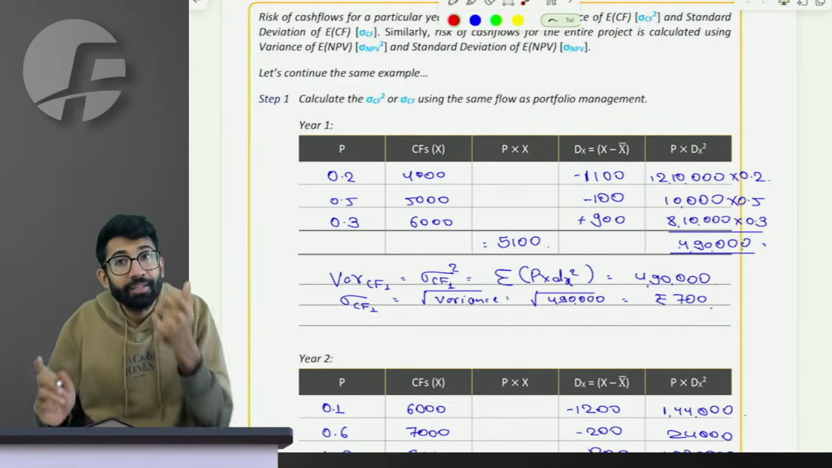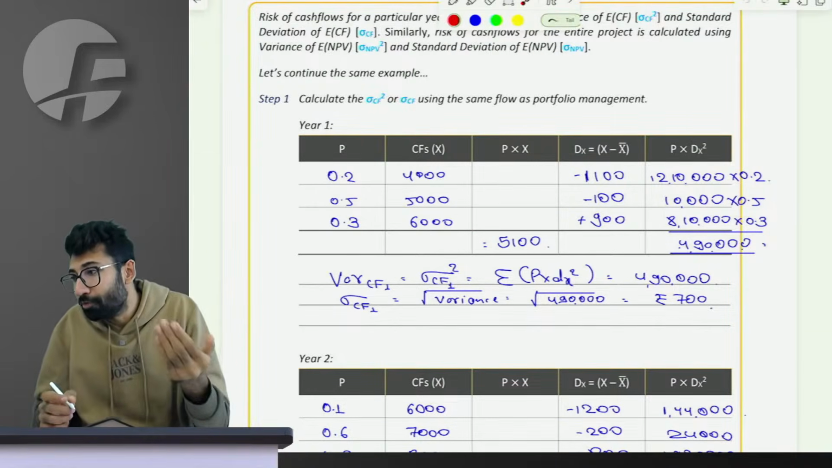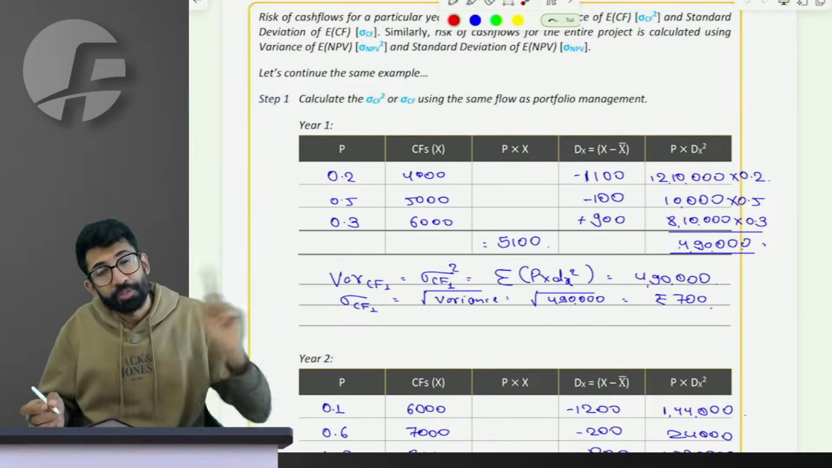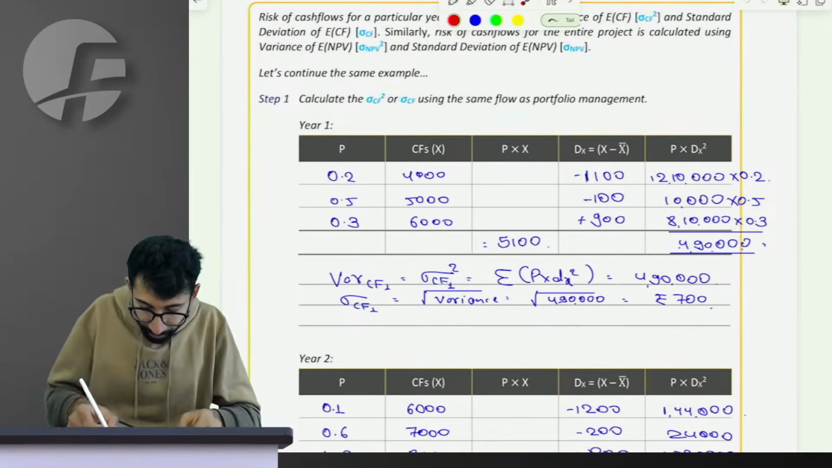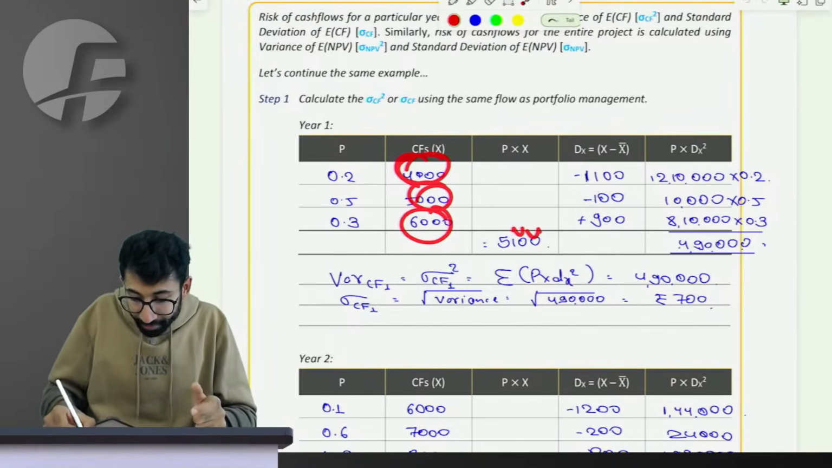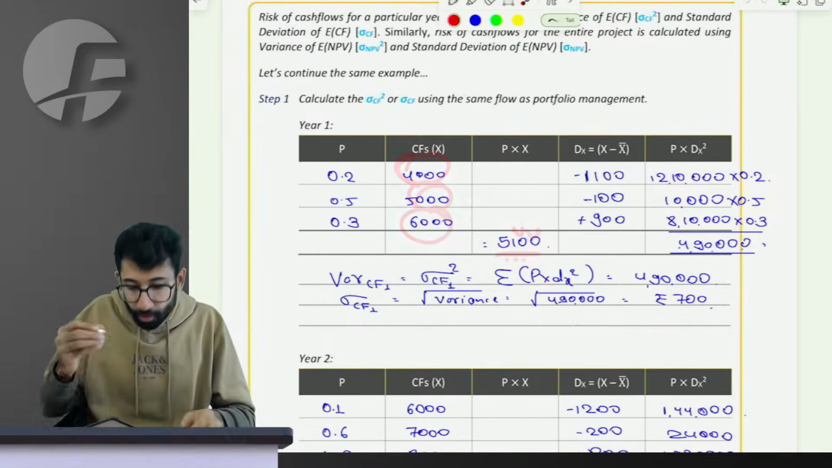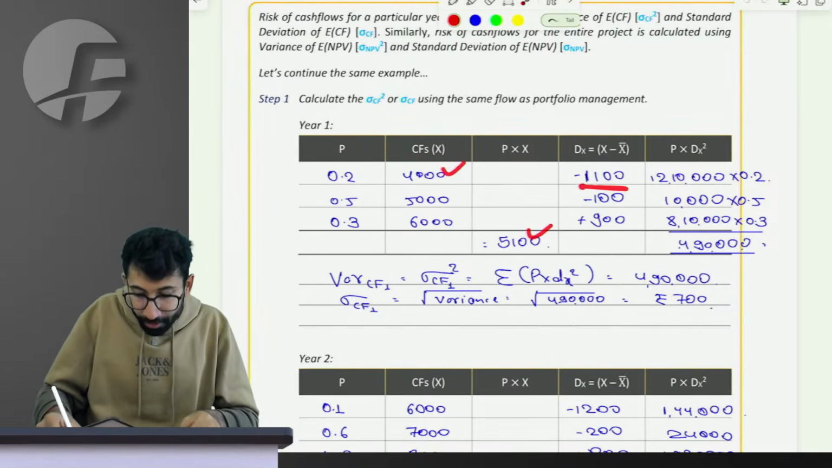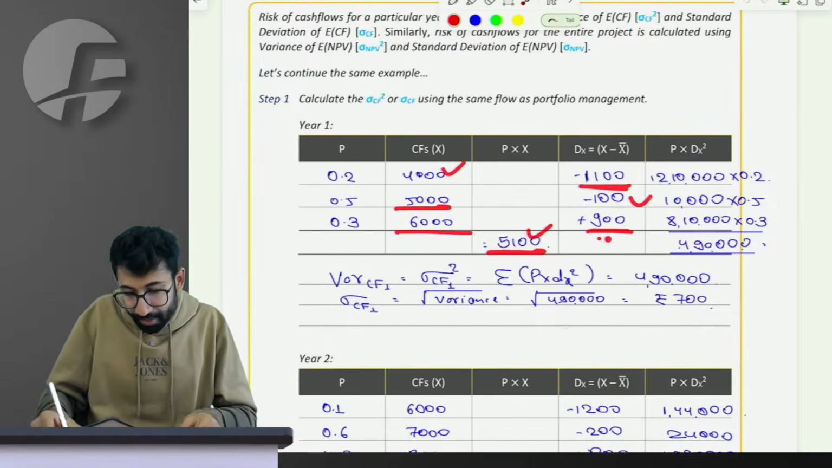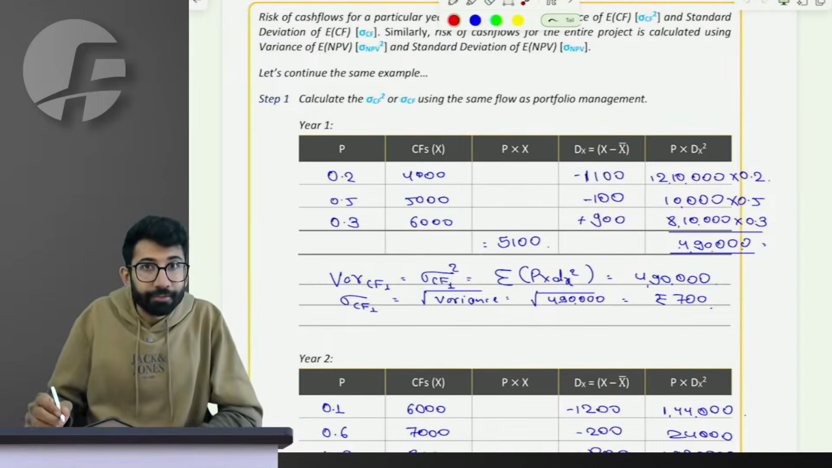So let's apply the same thought process as you learned in portfolio management. How much are these cash flows individually deviating from 5100? So 4000 minus 5100 is 1100 negative, 5000 minus 5100 is 100 negative, 6000 minus 5100 is 900 negative.